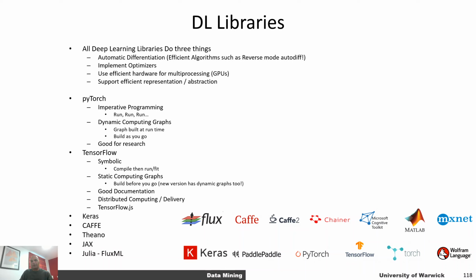So before we move on to different types of libraries, there are some commonalities across all of them, and I'm going to talk about those first. I've listed those on this particular slide. So all of these deep learning libraries, they essentially do these things. The first bit is automatic differentiation, and I'm going to talk about what that means exactly. They implement different types of optimizers. They allow the use of efficient hardware for multiprocessing, such as GPUs, and they support an efficient representation of the machine learning model. So if we break down any machine learning model, you get representation, evaluation, and optimization.